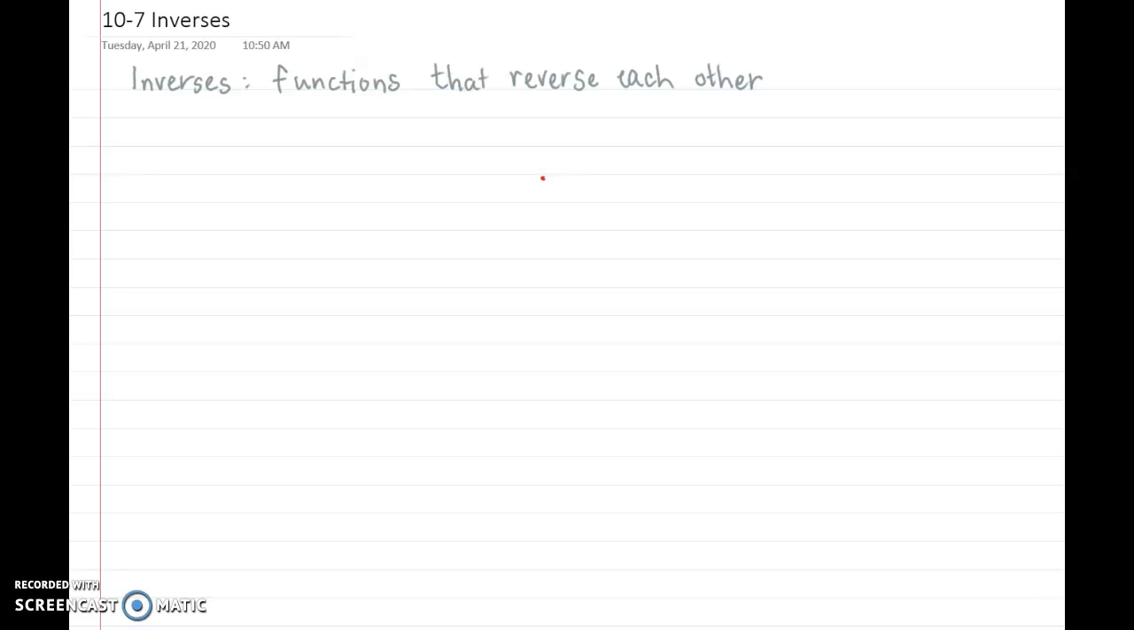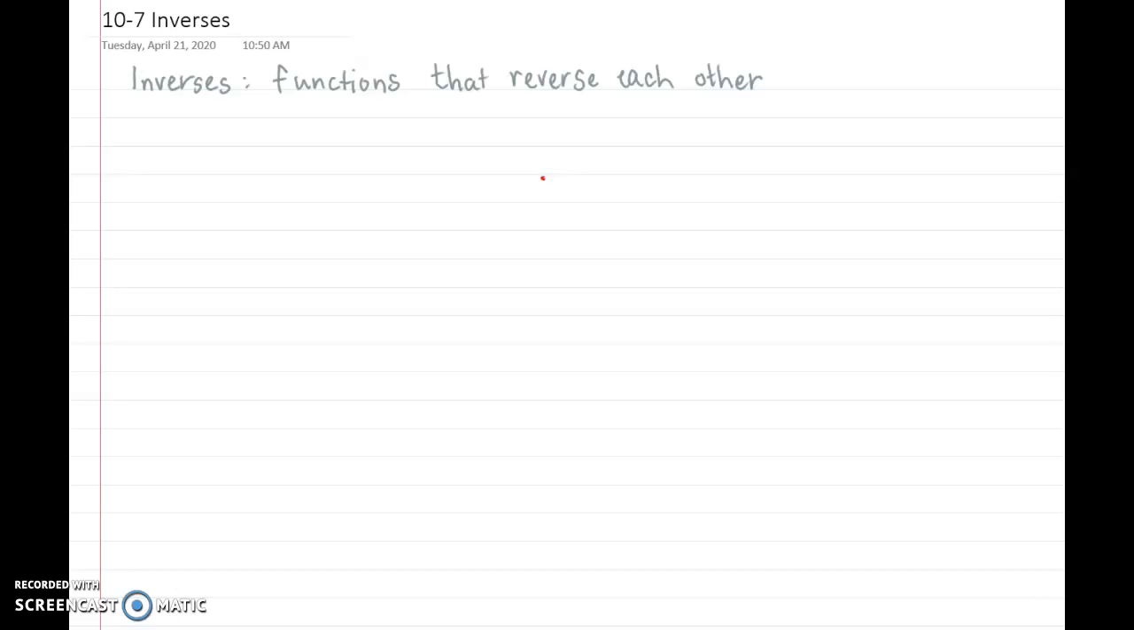Okay, section 10.7 is about inverses, and you'll be learning this in your math class, but we're going to do a very brief pre-teaching for your math class coming up. So inverses are functions that reverse each other. That means if I have an x-coordinate on f of x, then that would be the y-coordinate on the inverse. And the y-coordinate on f of x would be the x-coordinate on the inverse. So the ordered pairs are swapped around.